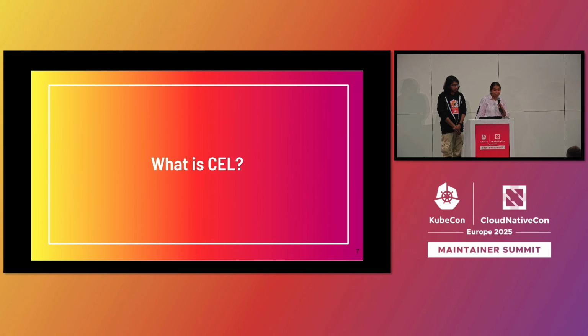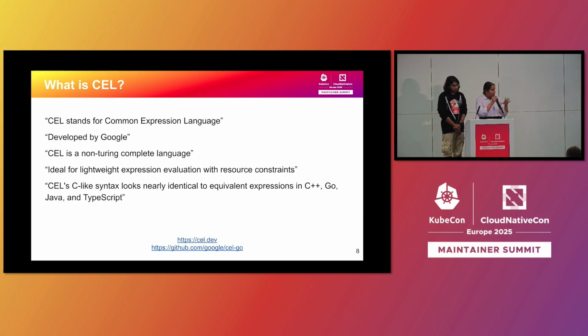So let's get started with what is CEL. By the verbiage from the resources in the footnotes, CEL stands for Common Expression Language. Originally, it was developed by Google, and there is a lot of contribution happening. CEL is a non-Turing complete language. It's ideal for lightweight expressions and has a C-like syntax, but that is all the verbiage we picked up from the resources in the footnote. We also don't understand everything that's written here.